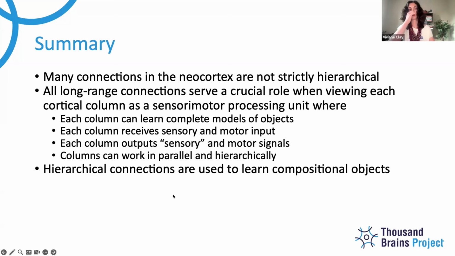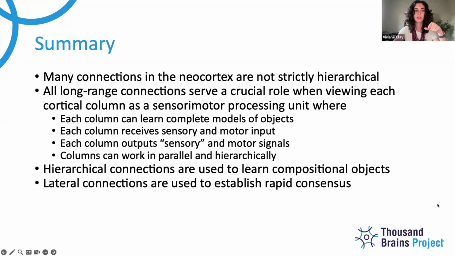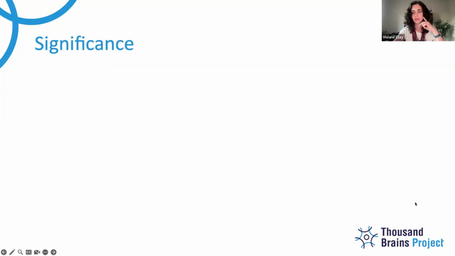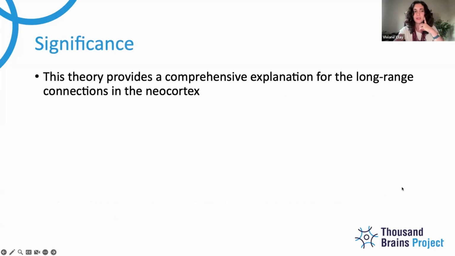The proposal for the function that these connections serve is that the hierarchical connections are used to learn compositional objects, so objects composed of other objects. Lateral connections are used to establish rapid consensus between the hypotheses in different columns. And the cortico-thalamic connections are used to inform reference frame transforms applied in the thalamus to the incoming features and movements. And then what's the significance of this paper?